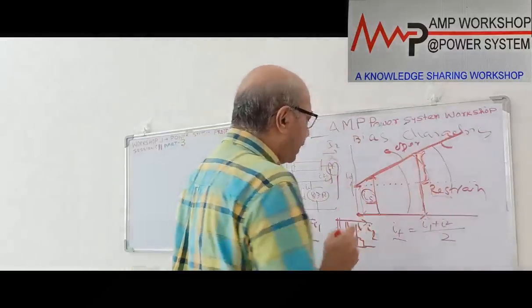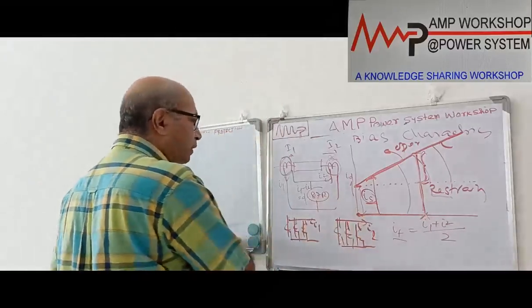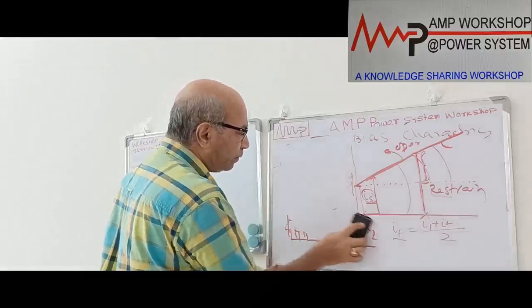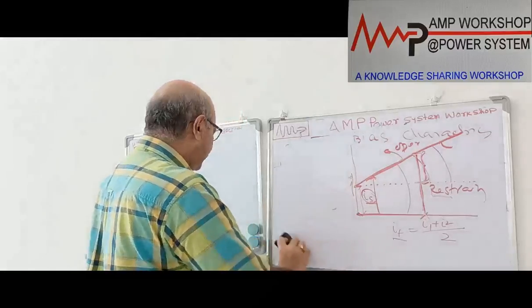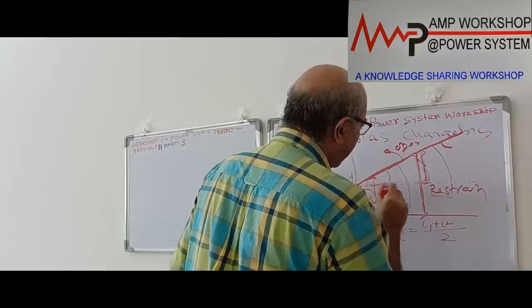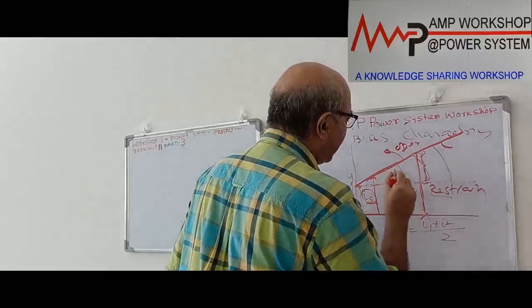So in the bias characteristic, what is the current required to operate the relay? We can derive that from these characteristics. This characteristic is called bias. You see, this relay characteristic makes an angle with this fault axis. That angle is called theta.